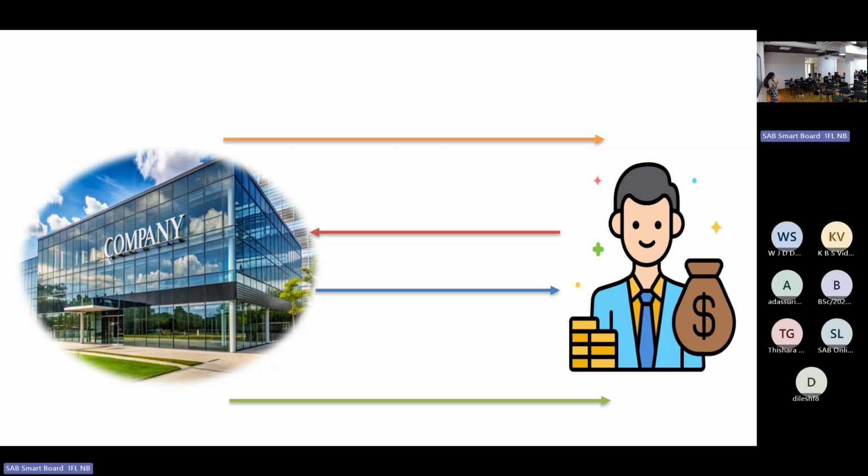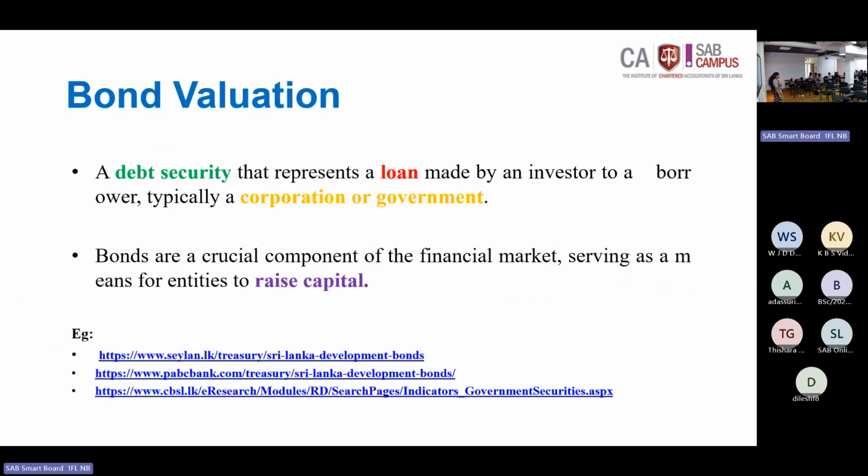I hope it's clear to you. Is it clear? Okay, so then bond valuation. What is it? It's a debt security, or else it's similar to a loan, right? Redemption price means the maturity price. At the end of the maturity period, the company needs to settle, right? Okay. A debt security represented by the loan, and typically issued by corporations or governments, with the perspective of what? Raising the capital.